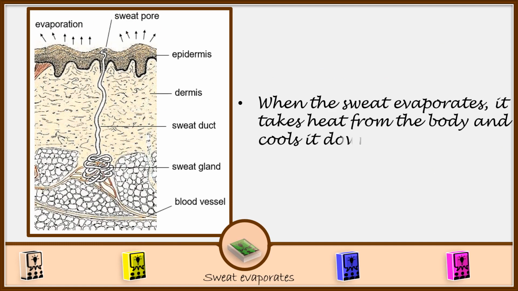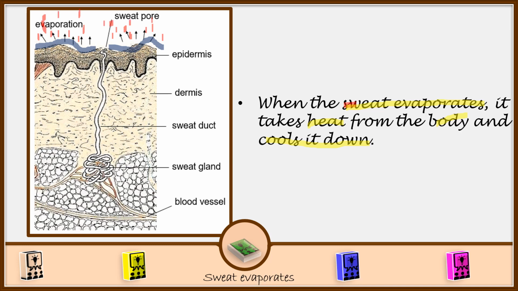When the sweat evaporates, it takes heat from the body and cools it down. So we have seen that the sweat is going to be secreted on the surface of the body, and as it is secreted on the surface of the body, the sweat is a liquid. It is going to heat up, and as it heats up, because of the temperature which is coming from the body, it is going to start evaporating, and it is evaporating.